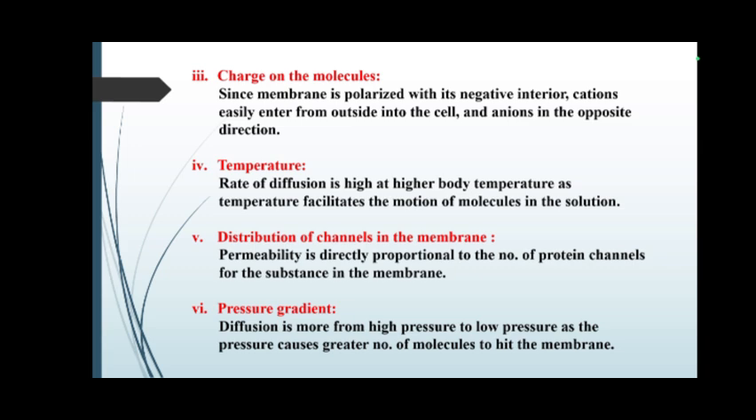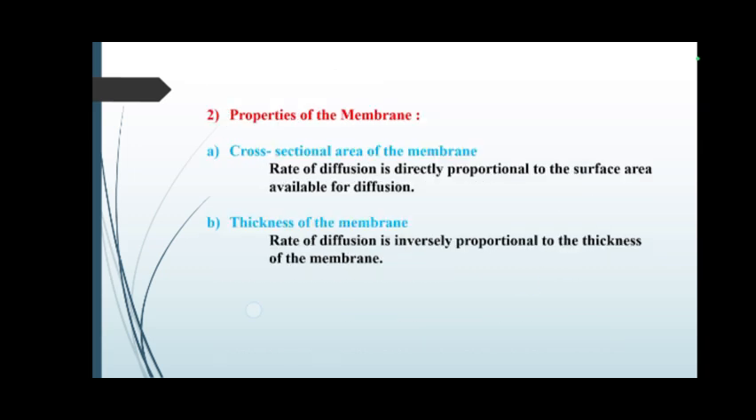opposite direction. Temperature: the rate of diffusion is high at higher temperature, as temperature facilitates the motion of molecules in the solution. Distribution of channels in the membrane: permeability is directly proportional to the number of protein channels for the substance in the membrane. Pressure gradient: diffusion is more from high pressure to low pressure, as the pressure causes a greater number of molecules to hit the membrane.